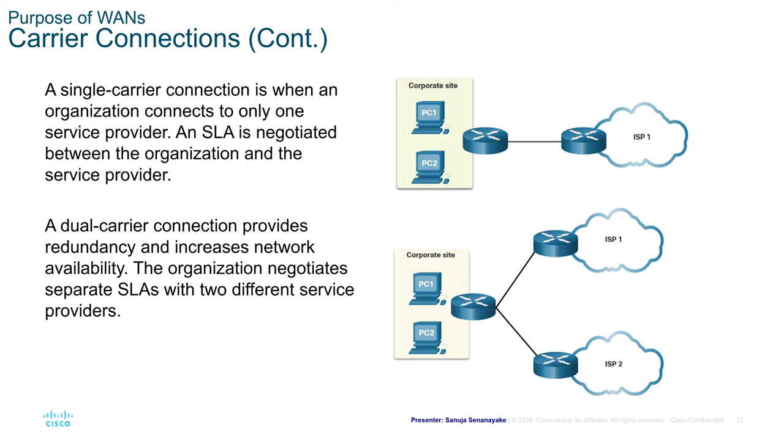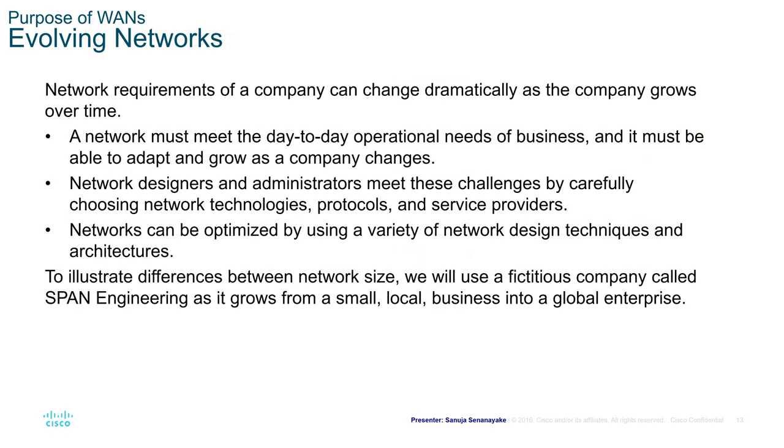Evolving networks. The network requirements of a company can change dramatically as the company grows over time. A network must meet the day-to-day operational needs of the business, and it must be able to adapt and grow as the company changes. So if the company's changing environment requires a change in network systems, you should be able to adapt to that. Network designers and administrators meet these challenges by carefully choosing network topologies, technologies, protocols, and service providers.